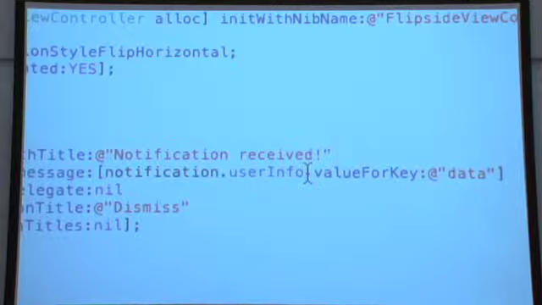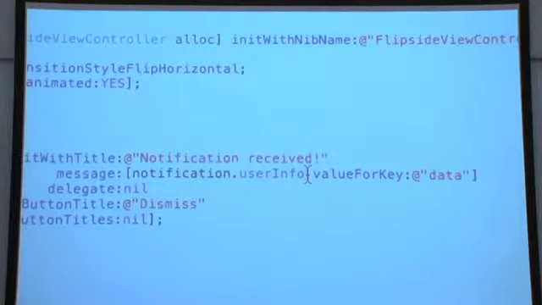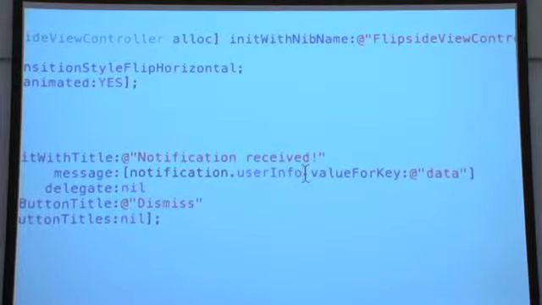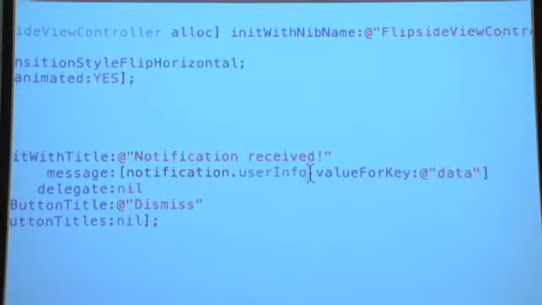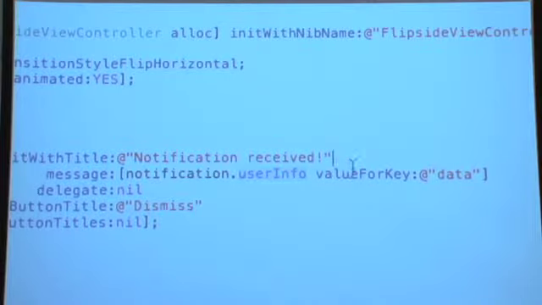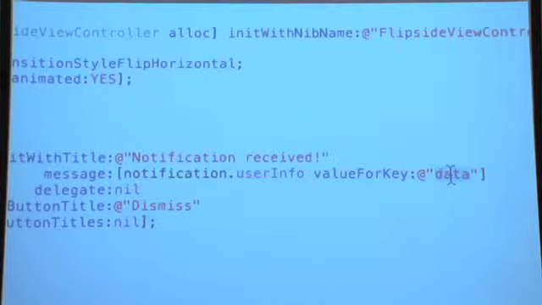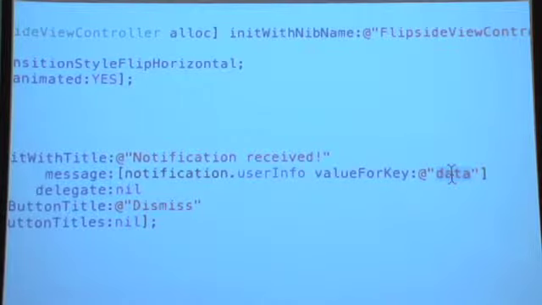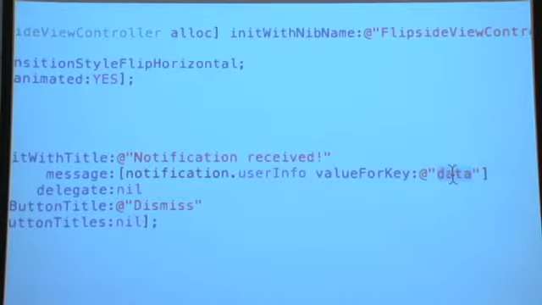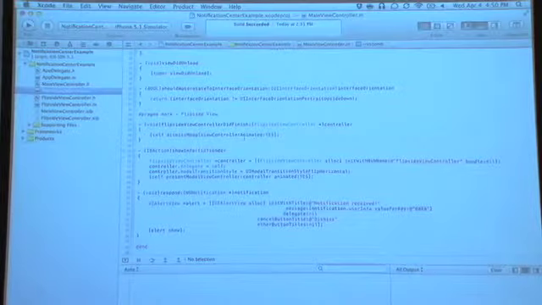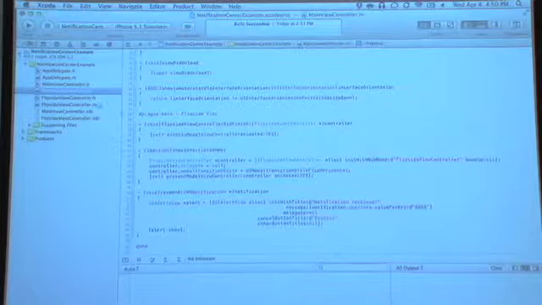So I'm saying that I want the message flip side notification to be broadcasted somewhere. And with that broadcast, I was passed along a dictionary that I'm hoping contains a key called data. And so I'm going to display whatever was passed to me inside of this notification inside of this alert. So that's receiving the notification.